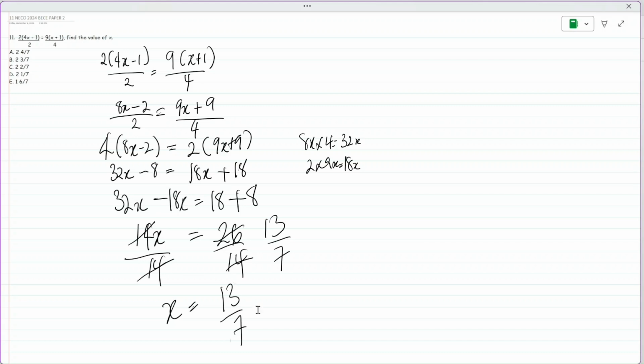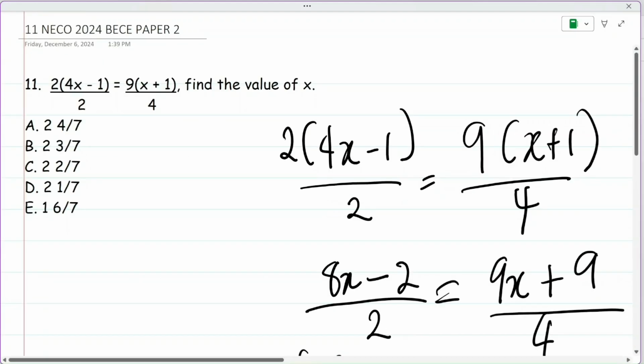Looking at our options, we know our options are in mixed fractions. We don't have an improper fraction there. So we have to convert this from an improper fraction to a mixed fraction. So 13 over 7. 13 is bigger than 7, so it's improper. A smaller number is carrying a bigger number, so we have to break it down. 13 divided by 7 is 1, remainder 6. 7 can go in 13 only once, so you write it as one whole number. Then the remainder will be 6 over 7. So our answer for the value of x is 1 and 6 over 7. From the options, our answer is E, which is 1 and 6 over 7.